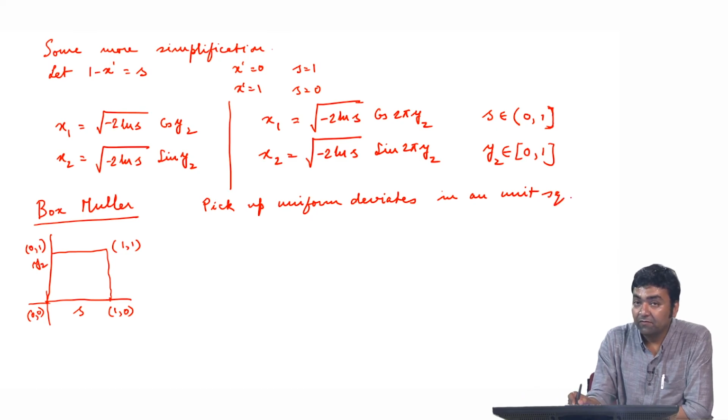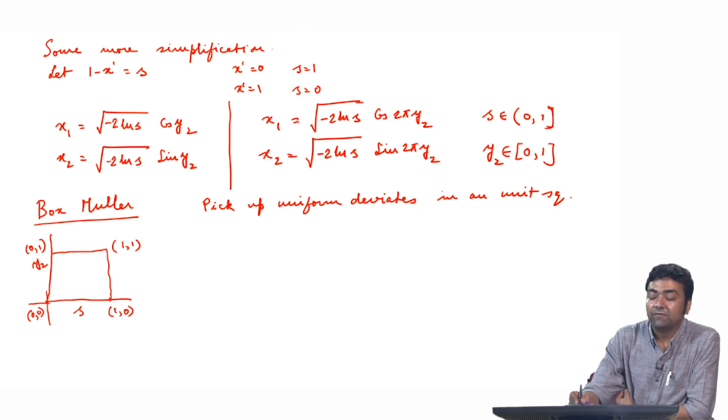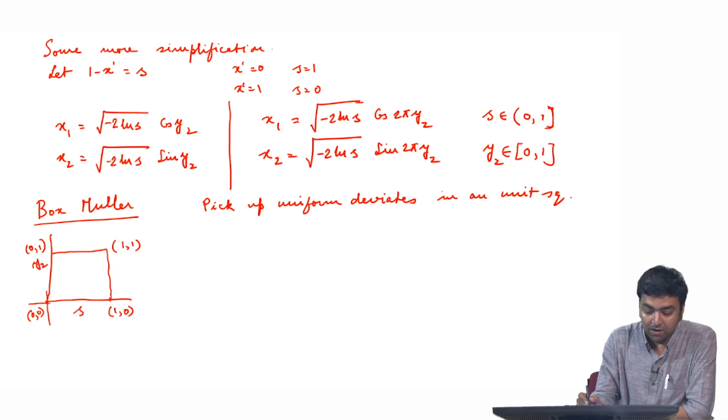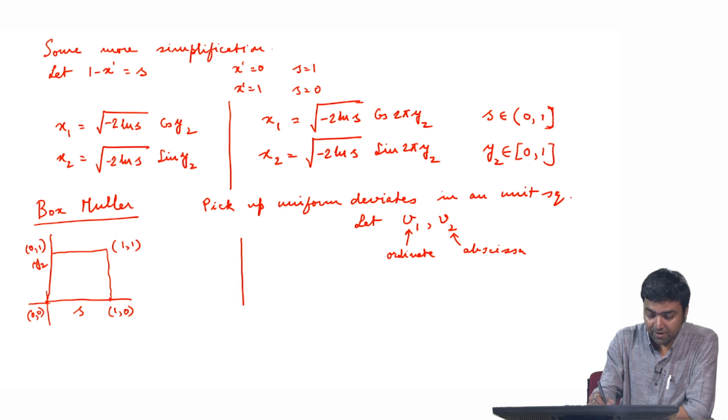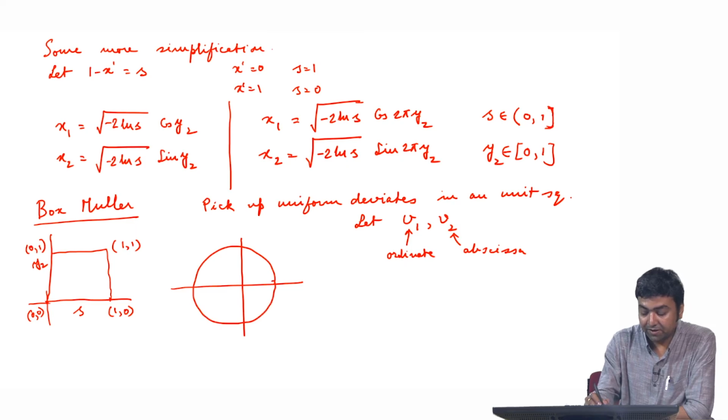By uniform deviates, I mean random numbers which have a uniform distribution. Then we define two variables, let us call them v1 and v2, where v1 is my ordinate and v2 is my abscissa. Using these two we draw a circle, whose radius is unity.